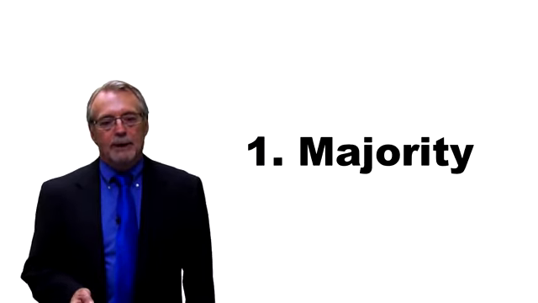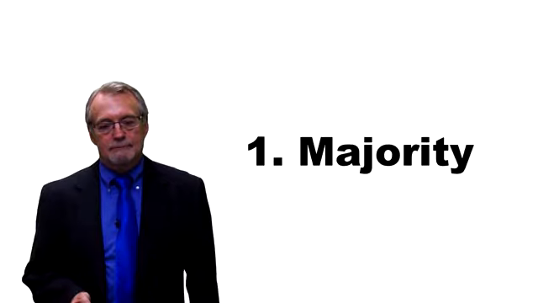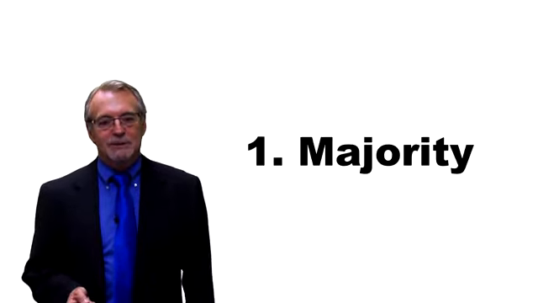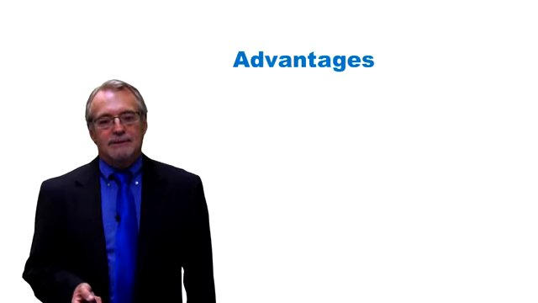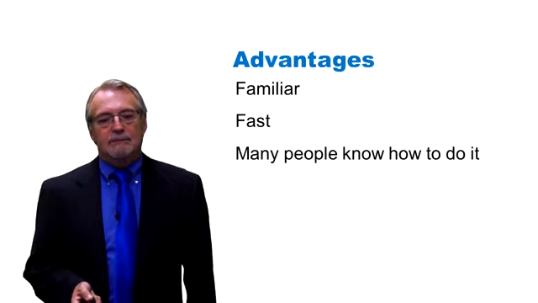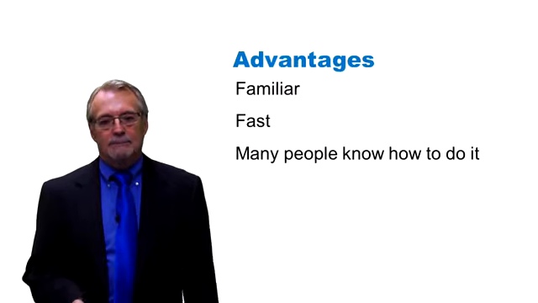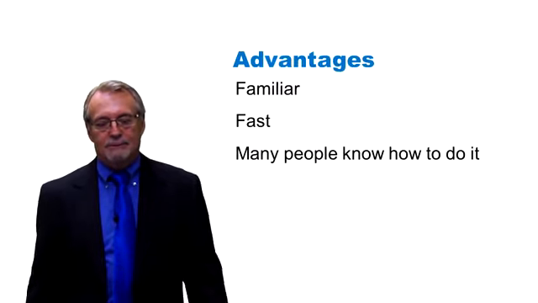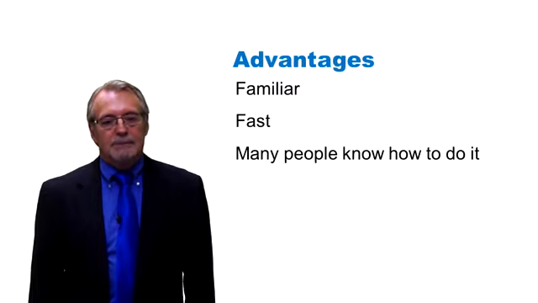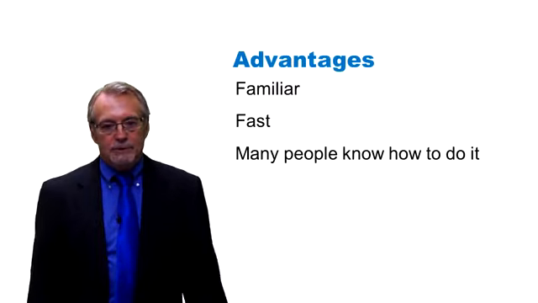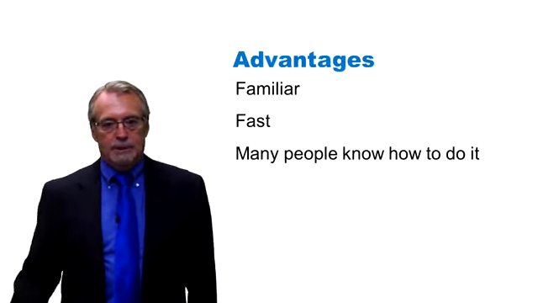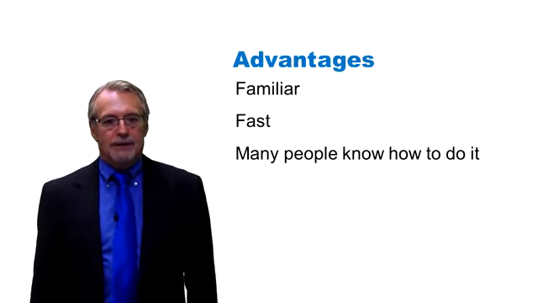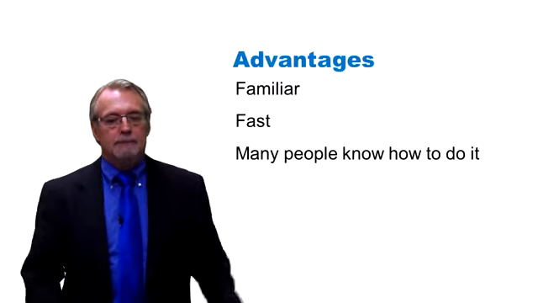First one, let's talk about majority decision-making. So what's majority decision-making all about? There's some advantages to this. It's familiar, it's fast. Many of us know how to do it, and we've known how to do this since we were little bitty kids. Majority decision making is usually a vote. We just say, okay, how many think we should do A? How many think we should do B? Okay, looks like A wins, that's what we're going to do. Off we go do that.